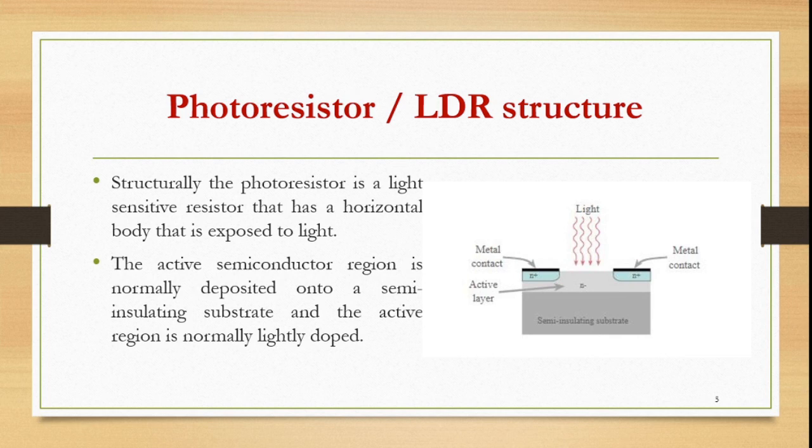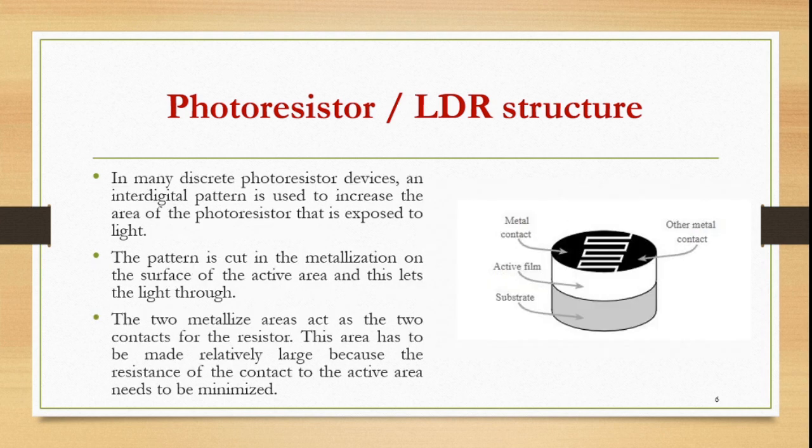So these photoresistors are light sensitive resistors that have a horizontal body which is exposed to light. The active region is normally deposited on a semi-insulating substrate and the active region is normally lightly doped. In many photoresistor devices, a pattern is drawn called an interdigital pattern. This pattern will increase the area of the photoresistor that is exposed to light.